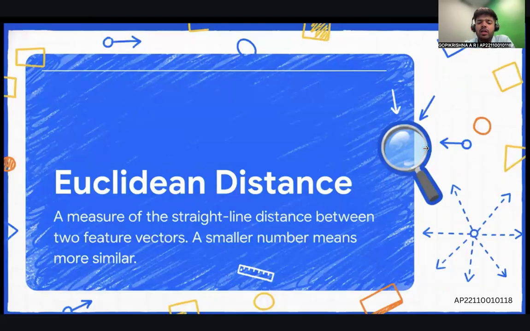The easiest way to think about it is like a ruler, just the distance. It's measuring the straight line distance between the numbers in your image's fingerprint and the numbers of every other image in the database. The smaller the distance, the more similar the images are, and vice versa. Simple as that.